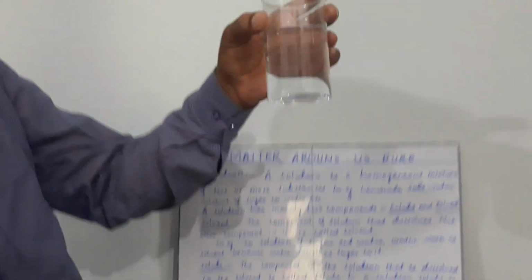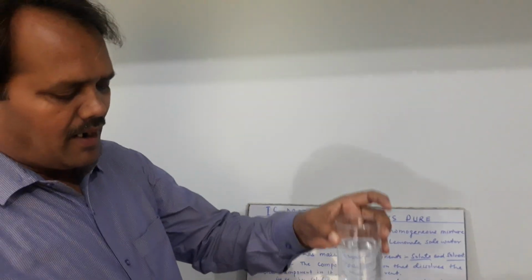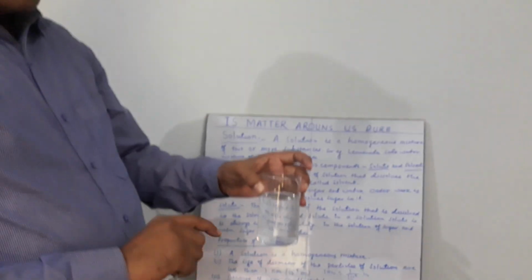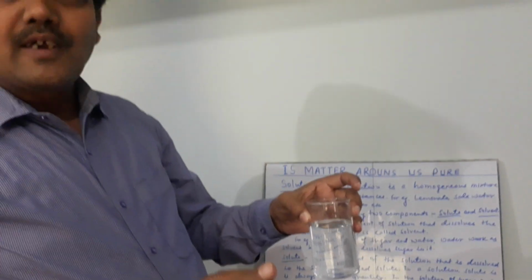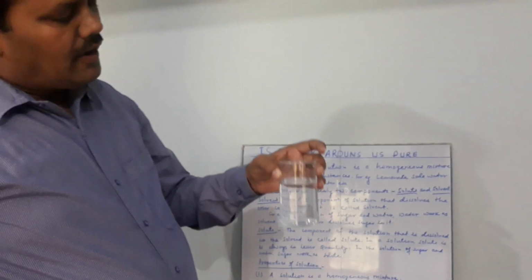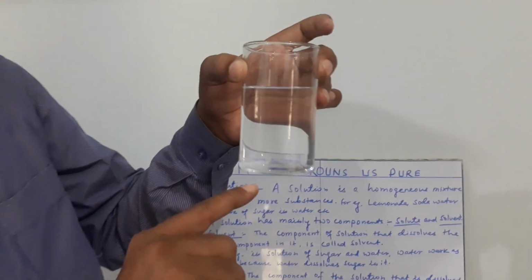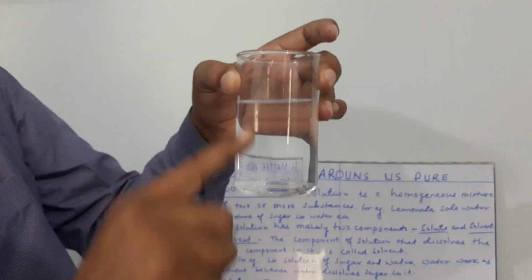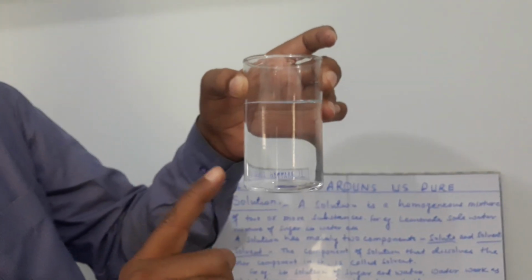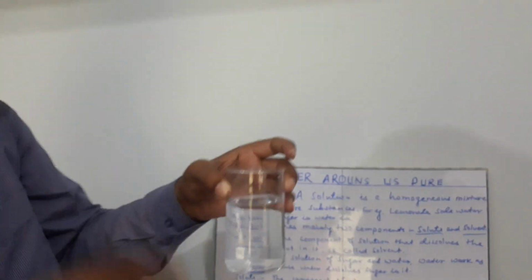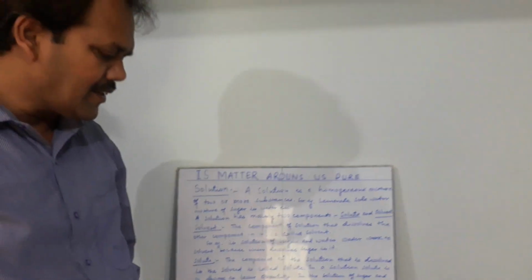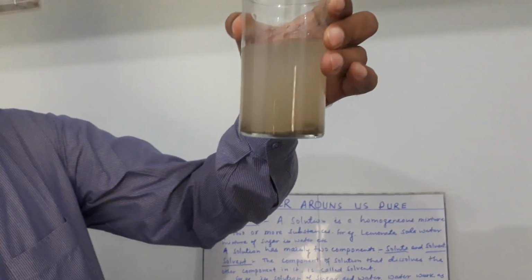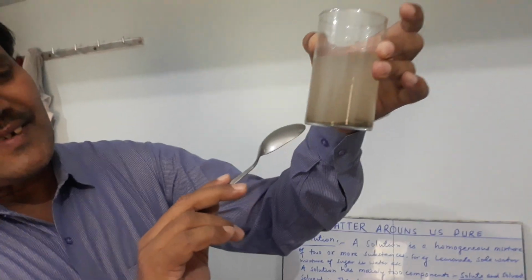If we leave it undisturbed on a table for a few minutes or hours, the sugar will not settle down at the bottom. The sugar dissolved in the water will not settle at the bottom. But in the case of soil in water, the soil is already settled down at the bottom.